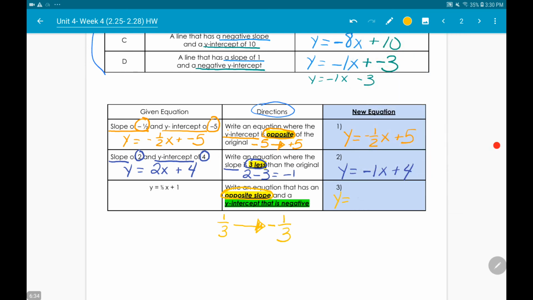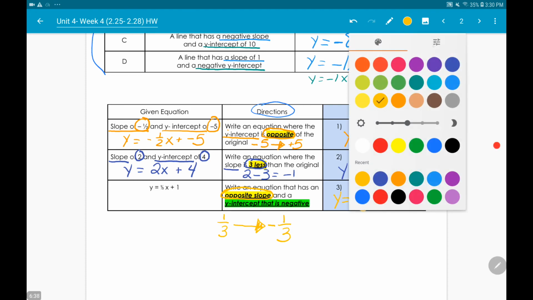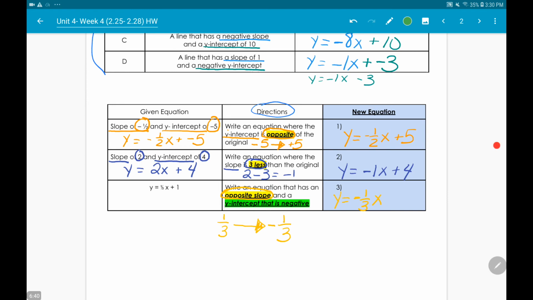We have y equals negative 1/3 x. And what is it saying about the y-intercept? And y-intercept, that is negative. Now, it didn't say negative of the original. It just said any negative y-intercept. So I'm going to go ahead and just write negative 8, since that's my favorite number. So we have these 3 equations.